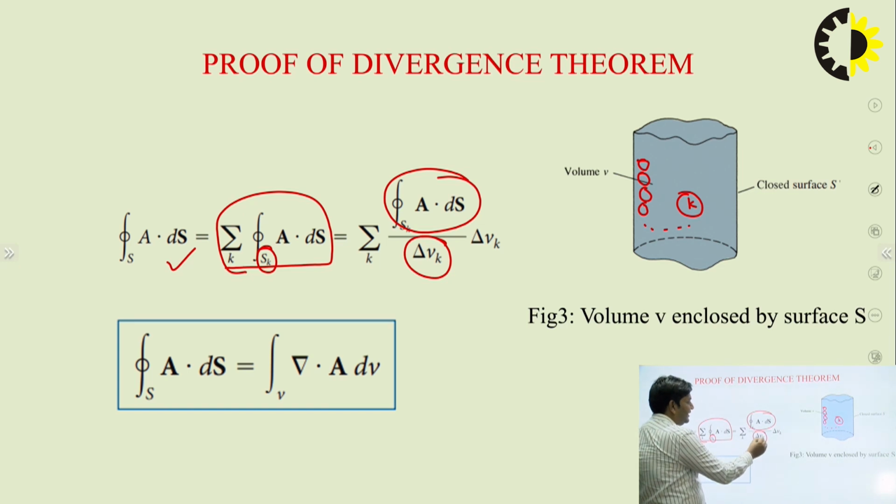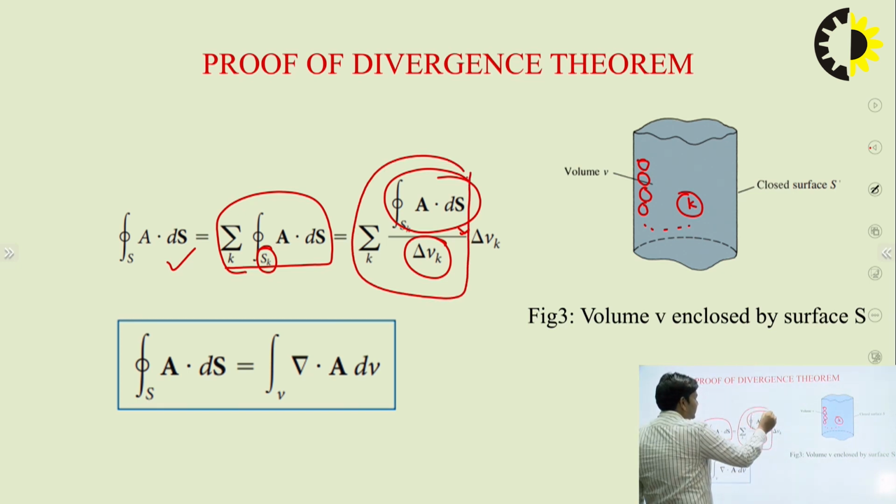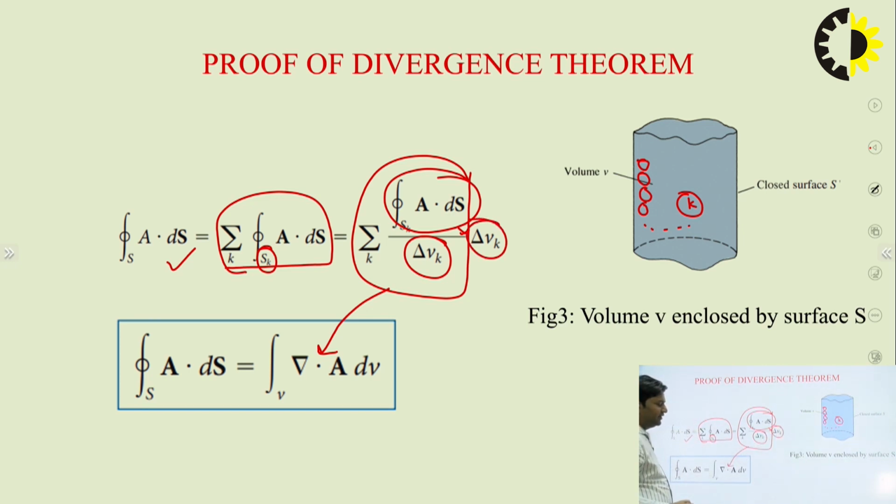So, if we divide and multiply this vector A dot ds by delta Vk, this one is defined by the divergence of that particular vector. So we put here del dot A dV, and delta Vk is the dV vector. So easily we can prove that the closed surface integral of A dot ds is equal to the volume integral of del dot A dV.